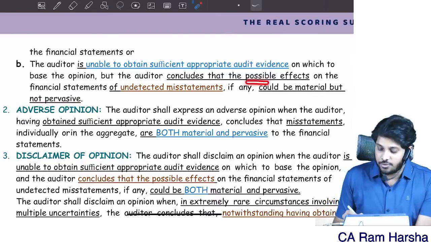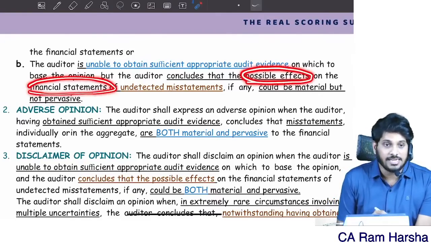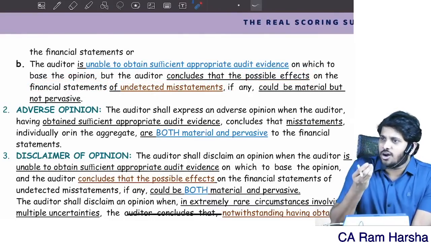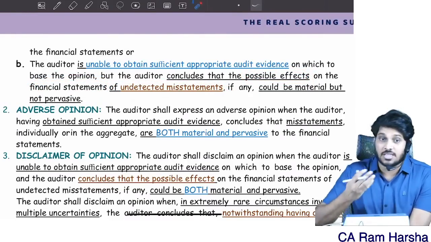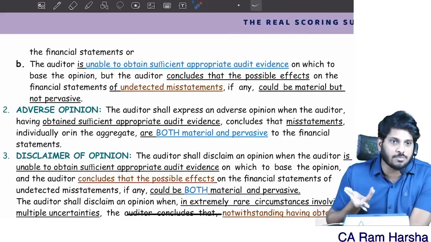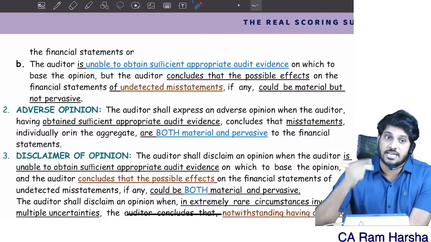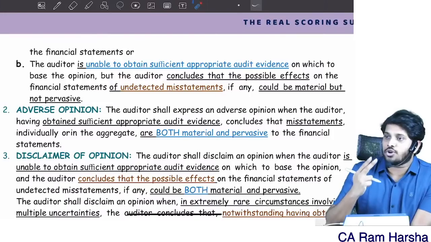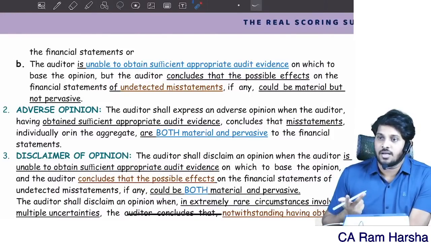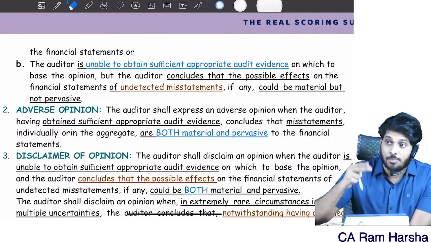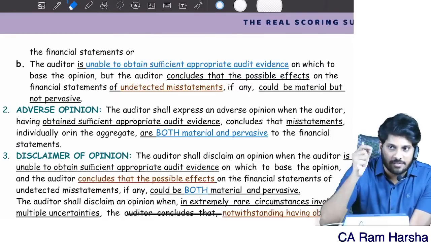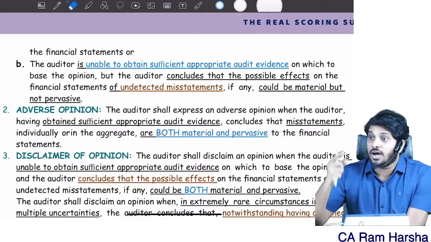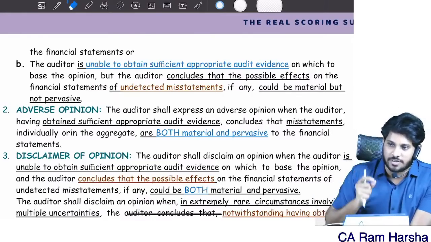You see, they are using the words possible effect of undetected misstatements. What does possible effect of undetected mean? We have not got the evidence. Without getting evidence, how do I know whether there is a real misstatement or not? But what if there is a mistake? What if 2 crore worth of inventory is not with a third party? What if it is a fraud? We talk about possibility. When evidence is not available, we just think of the possible effect of undetected misstatement. That is what we actually think of.